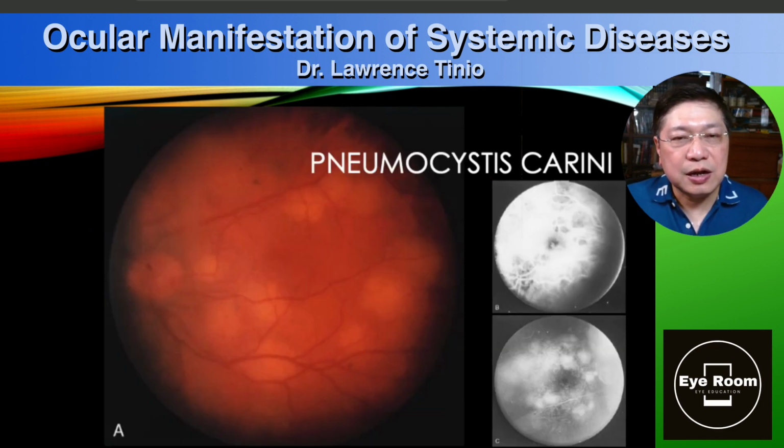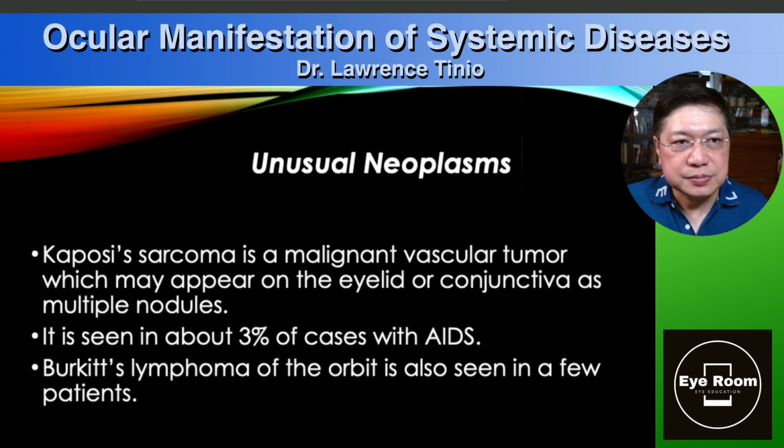This is a fungal infection, pneumocystis carinii. Again, very common in AIDS patients, but it's rare if you have a very healthy immune system. Some cancers are also very, very uncommon, but in patients with HIV, you see this very, very often.